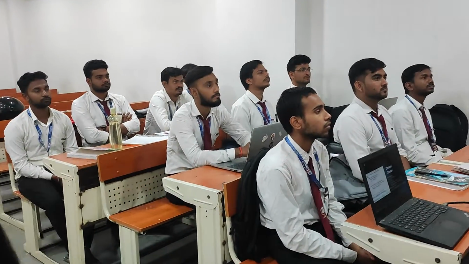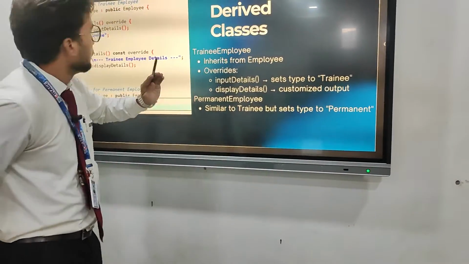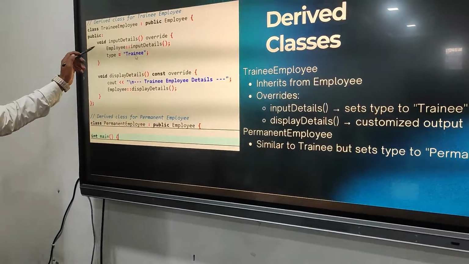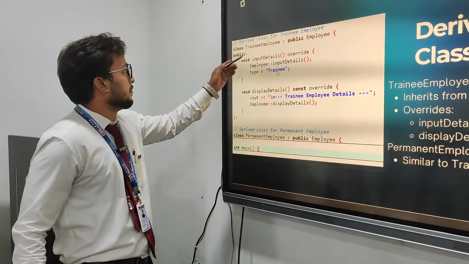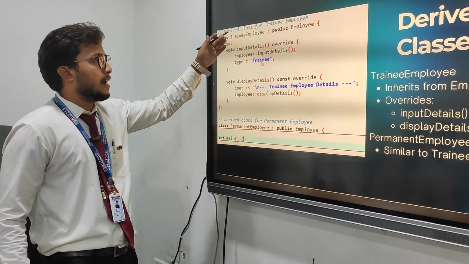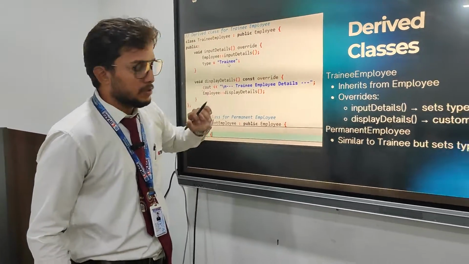So this is the derived class. Inside the derived class we have the input details, and we are overriding the input details. So we ask for the trainee details, and we hold all the details inside this.